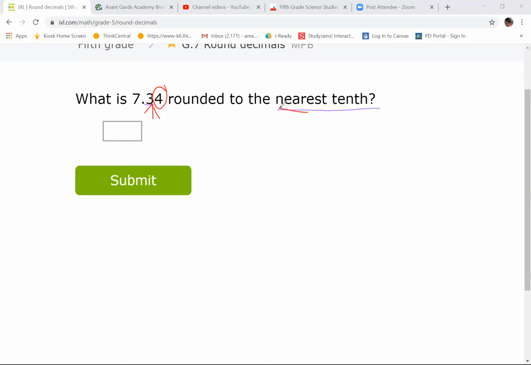And we're rounding to the nearest tenth. So that means your answer has to have a tenth. So the answer is going to be 7 3/10 because it has to have that tenth. 7 3/10.